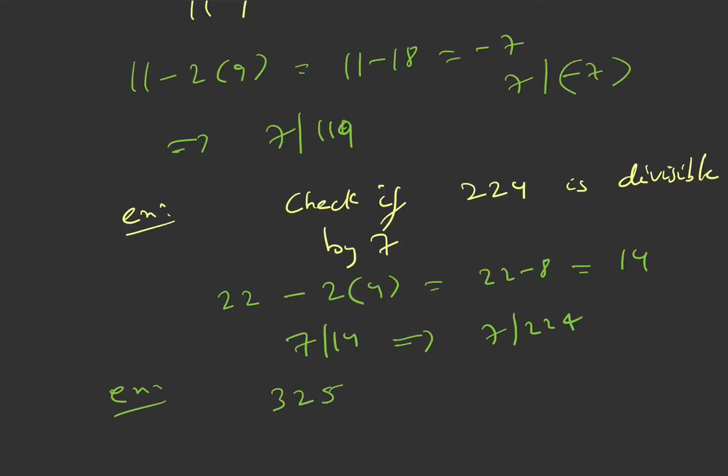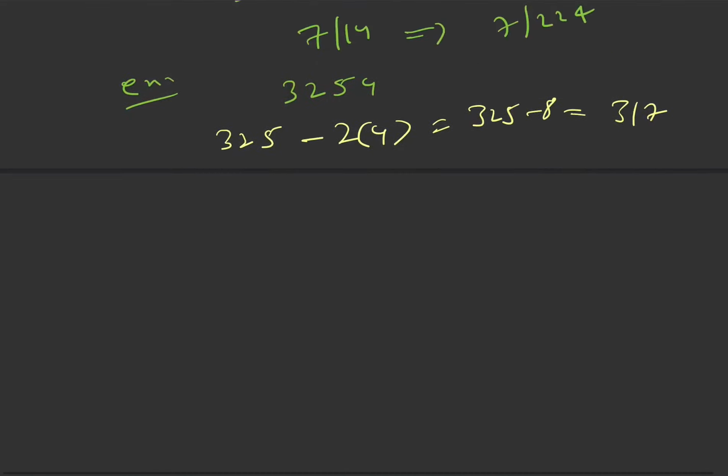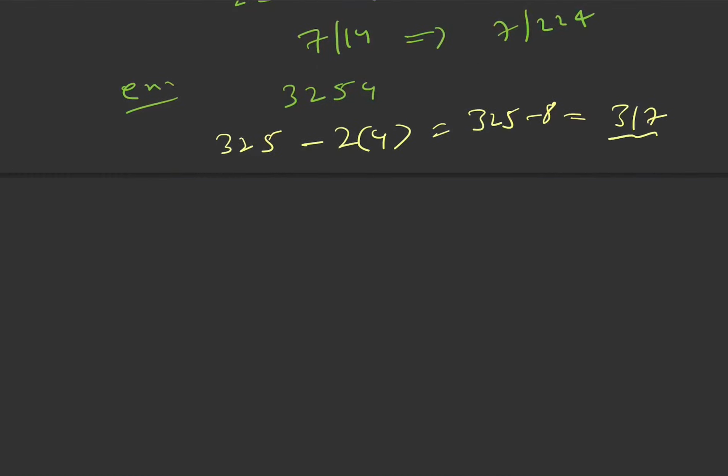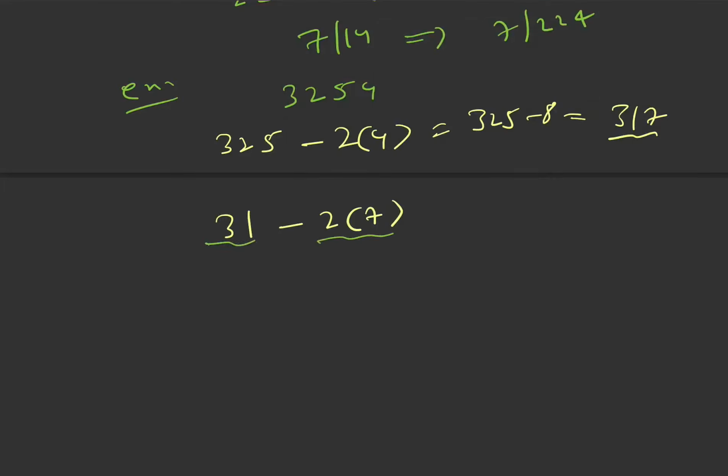For example, if I take 3254, then to check if it is divisible by 7 or not, I'll just do 325 minus 2 into last digit, so 325 minus 8, which is 317, and again I need to check whether 317 is divisible by 7 or not. Then I'll use this property again and again, 31 minus 2 into 7.